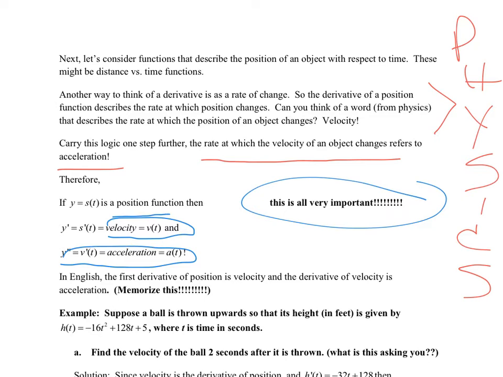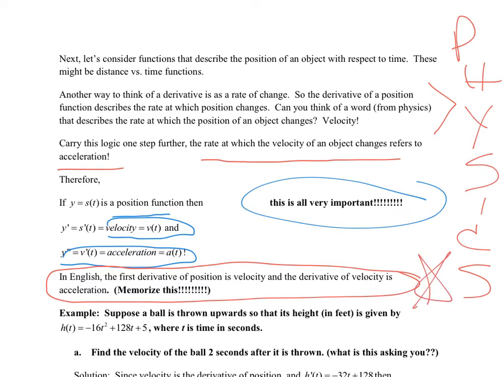Okay, you have to memorize this, because if they give you a position function, they're just going to ask you for velocity and acceleration, and you have to know that the first derivative is velocity and the second derivative is acceleration. Now let's work through a problem.